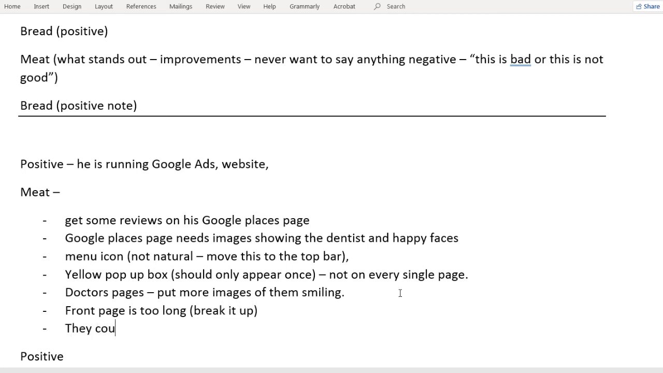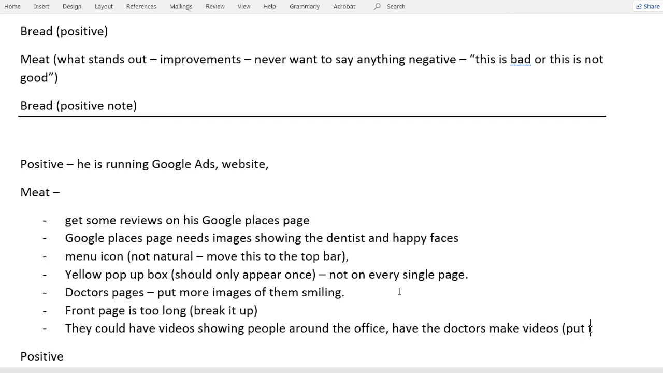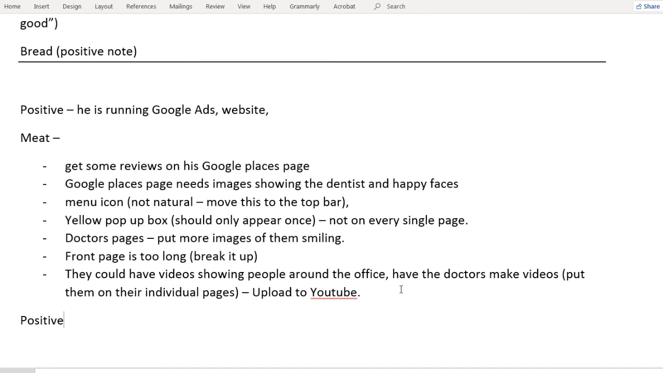They could have videos showing people around the office, or have the doctors make videos and simply put them on their individual pages. And then of course upload them to YouTube. Okay, so you don't want to do too much. You just want to do just a few.